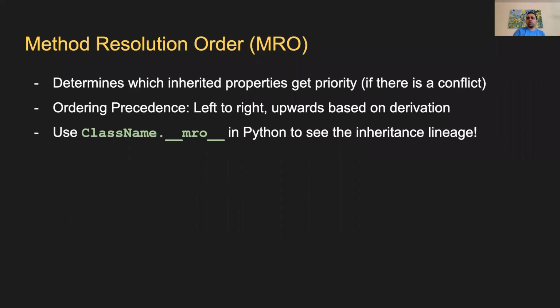Example. All right, let's talk about the MRO. And I know we're approaching lunchtime, so we'll try to wrap this up. MRO is basically just a predefined way that Python resolves conflicts. This is something we tabled from earlier, which was, hey, what if we have two area methods, which we had with rhombus and rectangle when square was inheriting from them? Well, how do we actually know which one's going to be used? There is an ordering precedence, and it goes left to right, upwards based on derivation. You can use the class name dot __mro__ to see the actual MRO for a given class.